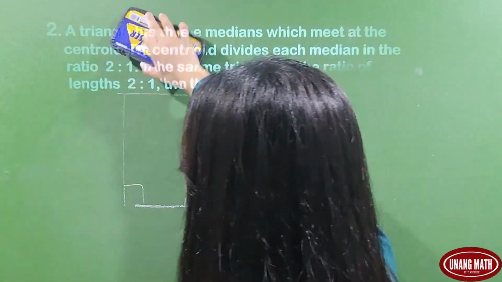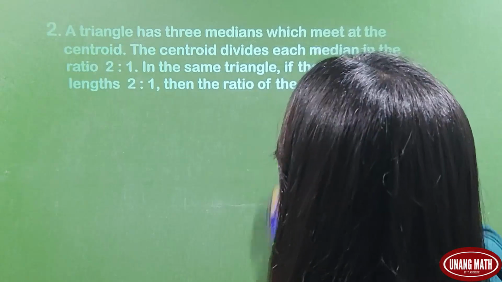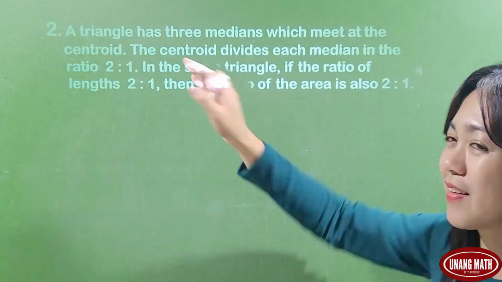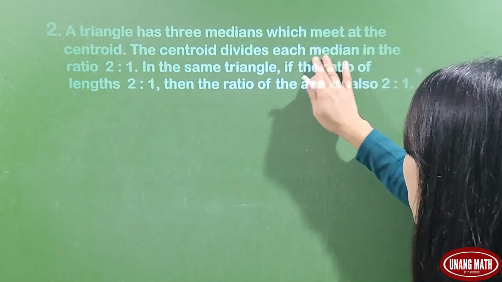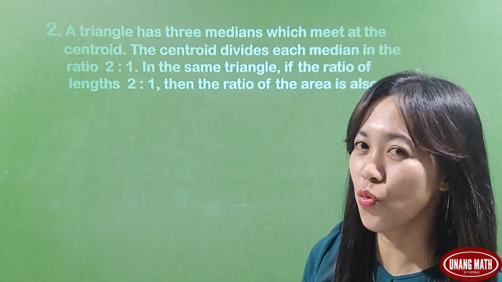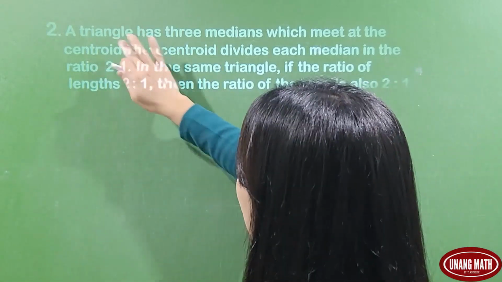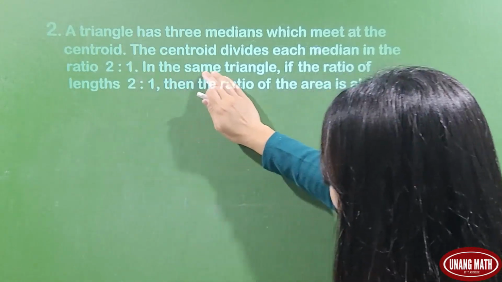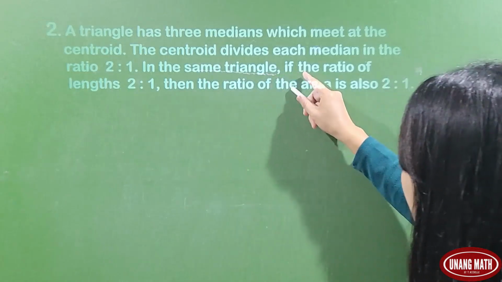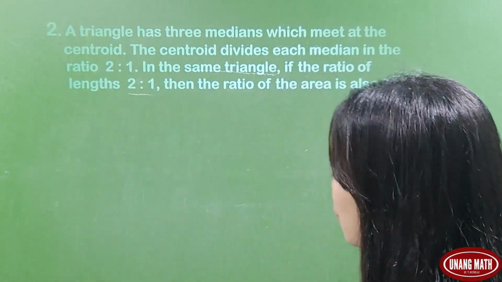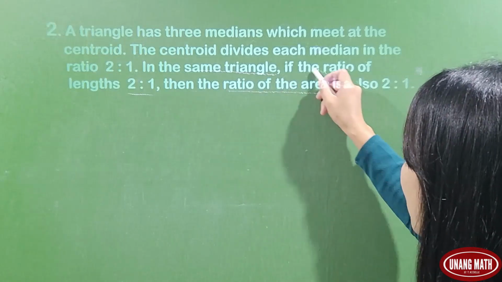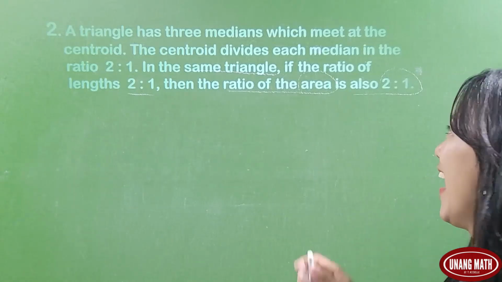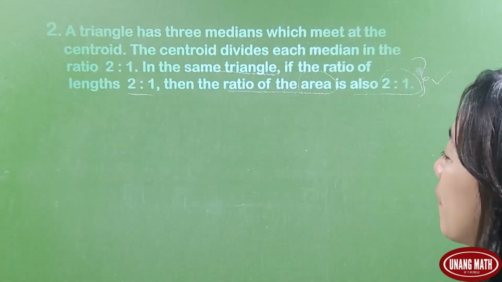Okay, moving on. According to the second concept, a triangle has three medians which meet at the centroid. The centroid divides each median in the ratio 2:1. Okay, we actually know these two concepts already. What about here? According to this, in the same triangle, if the ratio of the length is 2:1, then the ratio of the area is also 2:1. Okay, let me explain this concept.